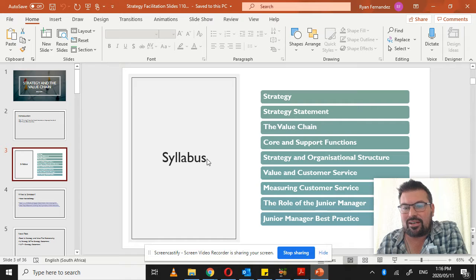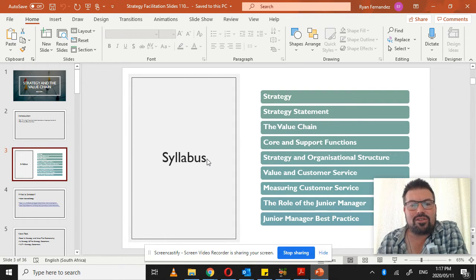Then we look at value and customer service. So obviously customer service is a massive thing today. So how do we create value through customer service? How do we measure customer service? How do we make sure that it is a good customer service that we are giving to our clients?